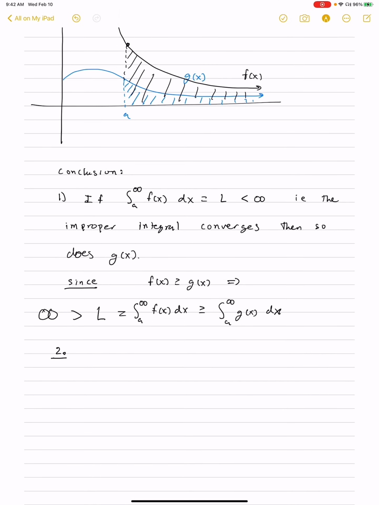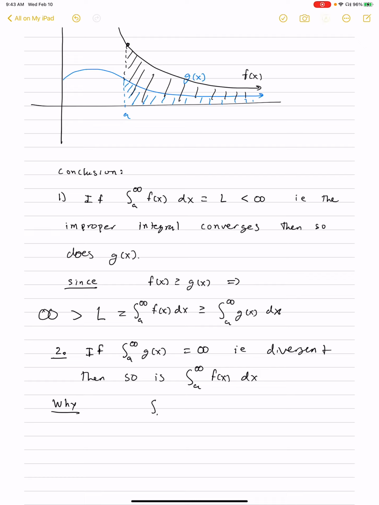Okay. Our second one is this. If this integral of g of x is divergent, so it's equal to infinity, then so is the improper integral of f of x dx. And you might ask why, and it all comes from that inequality.